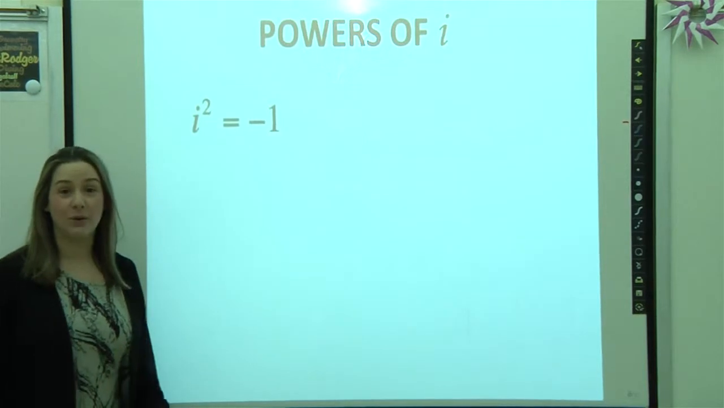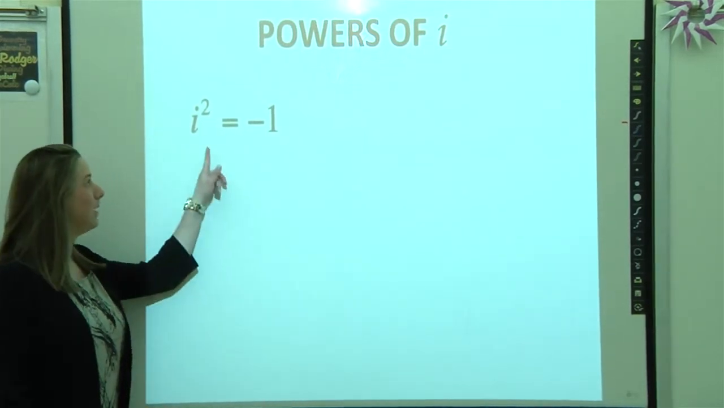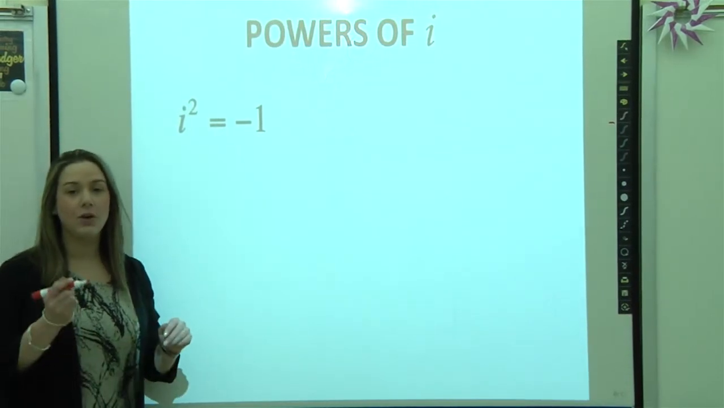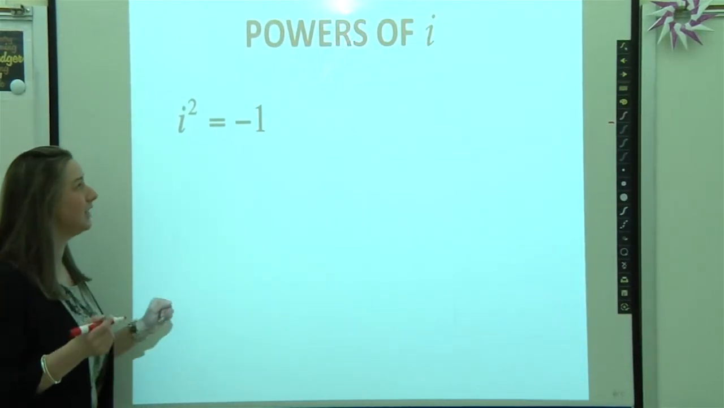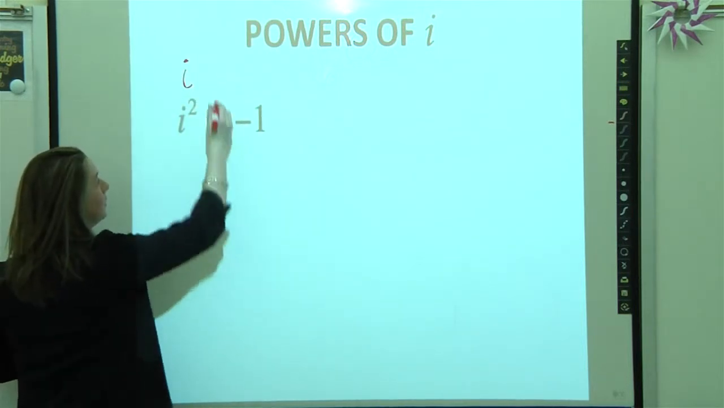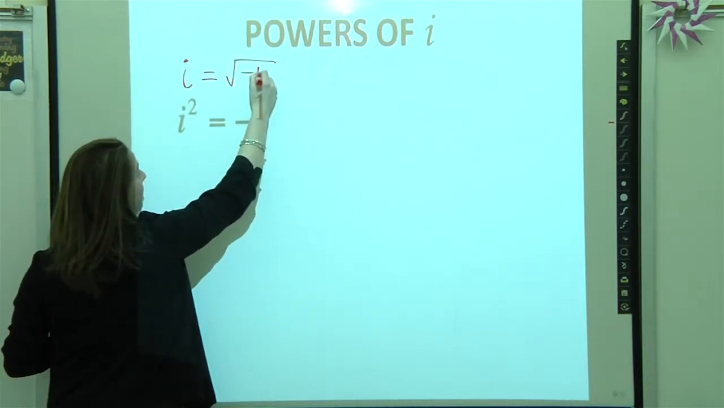Let's take a look at powers of i. In the previous problem, I told you that i squared equals negative 1. This is a fact. We also talked about in one of the previous slides, in regard to the definition, that i to the first equals the square root of negative 1.